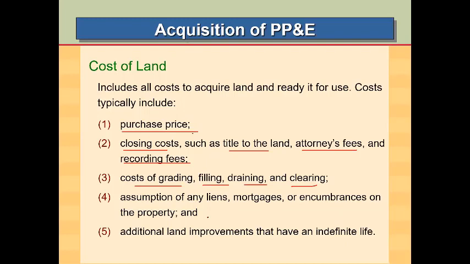This means the land that you purchase, for example, was used as collateral for a loan by the original owner of the land. So here you have to pay the bank in order to clear the title of the land in order to be owned by you. Any additional land improvements that have indefinite life, anything that will be constructed or done on the land and has indefinite life, can be added to the cost of the land.